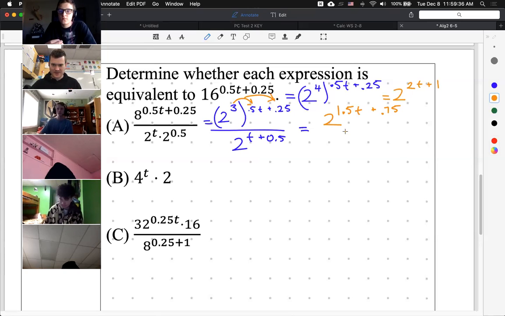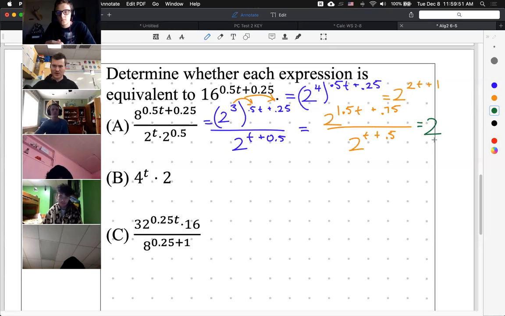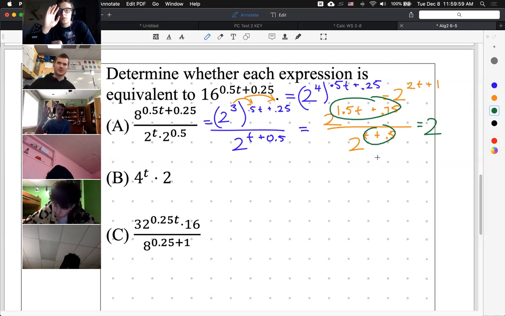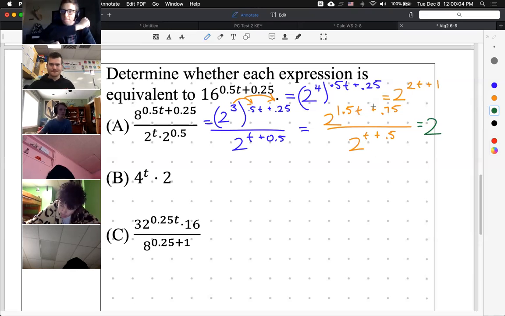And then the denominator down here is still 2 to the power of t plus 0.5. And now that I have the same base in the numerator, same base in the denominator, I am allowed to use another rule of exponents. That rule states I can have 2 to the power of something. What operation do I do with these exponents now that I have the same base? Do I add, subtract, divide, multiply? It's always going to be one of those four operations. We'll give it to Charles. You should subtract the exponents. Yep, you're right.